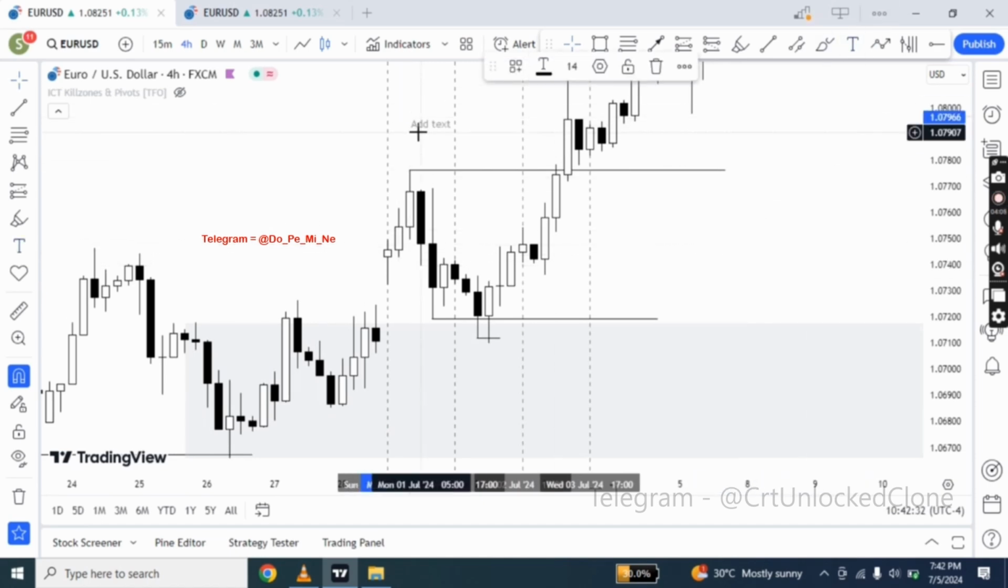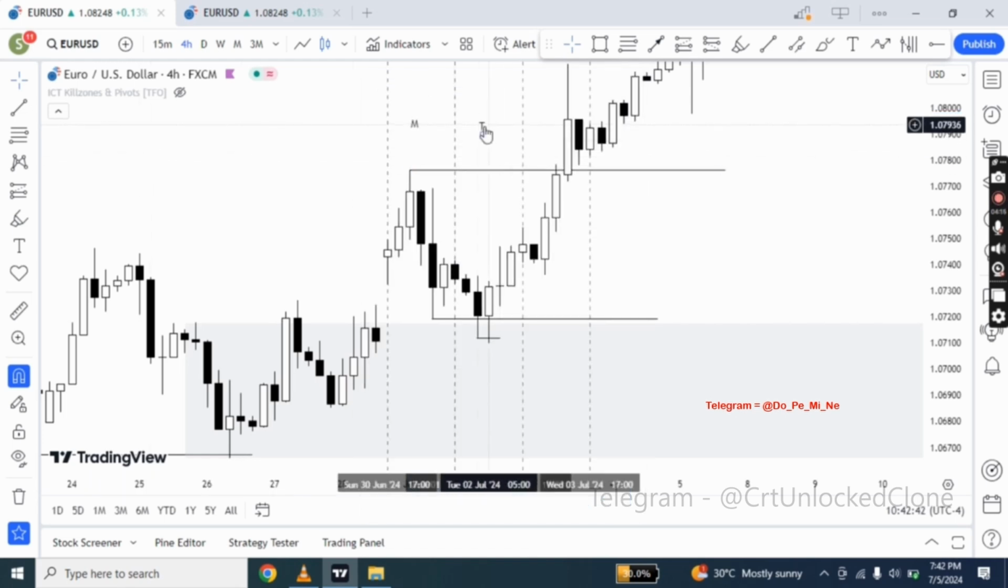So you can see Monday formed the CRT range, right? You can see the opening and closing times, and then on Tuesday we purged that CRT range low and closed inside, right? And also tested a key level on Tuesday, which is the main factor for us. Now on Wednesday, we can expect the price action to take out the opposing end of the CRT.